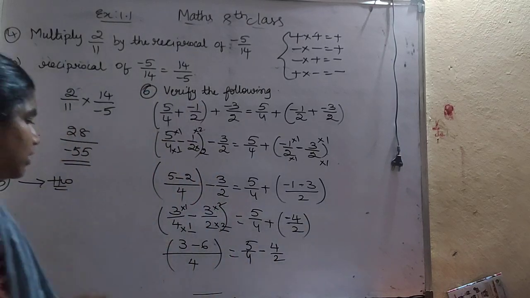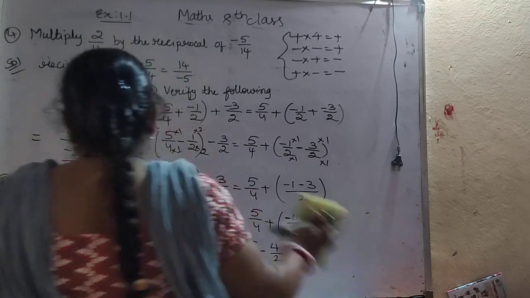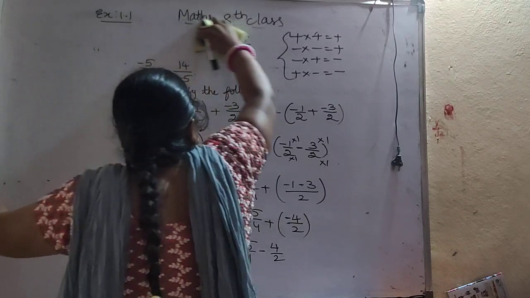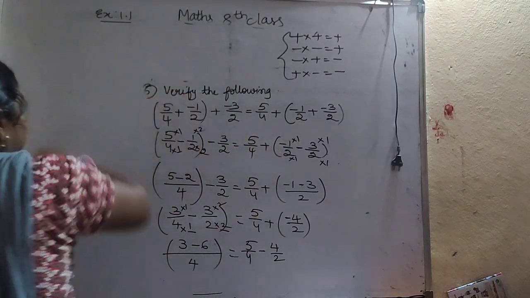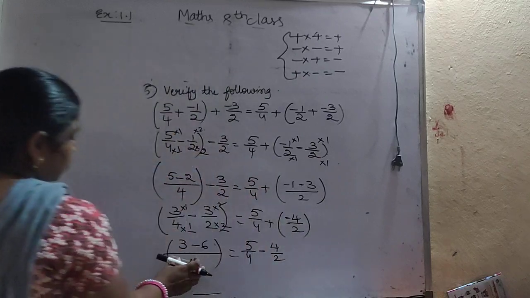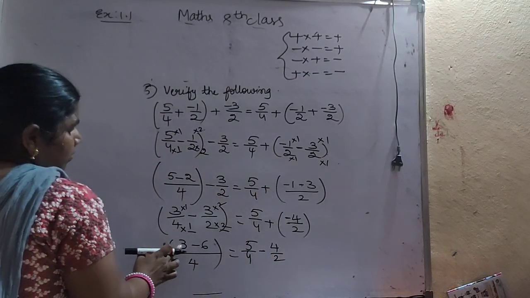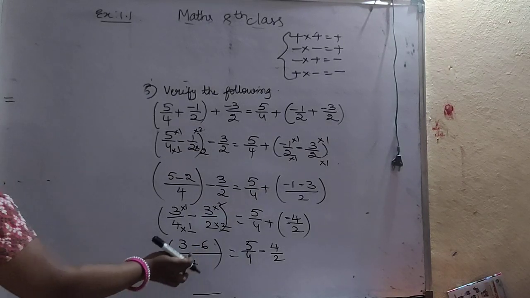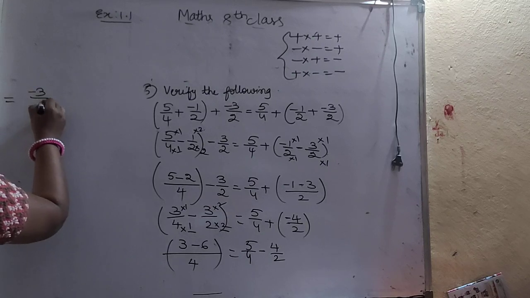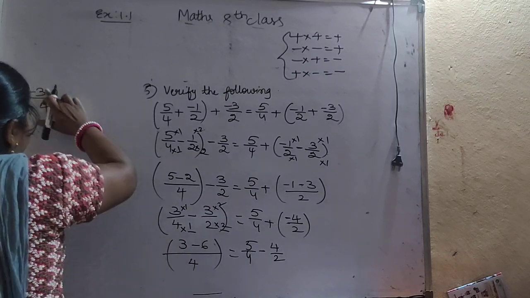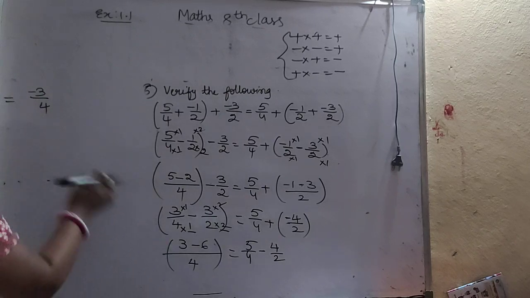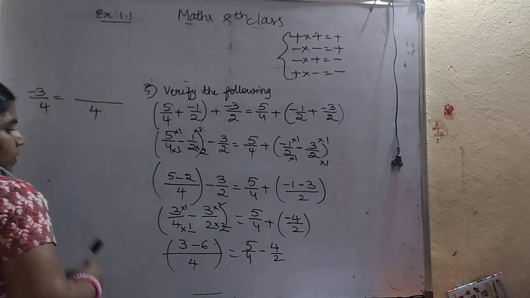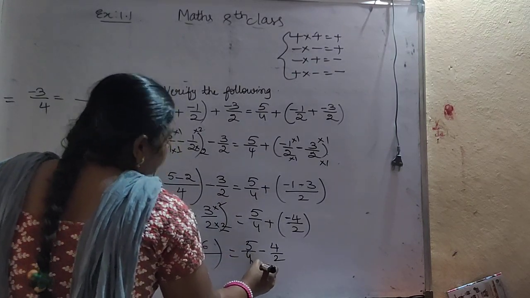Okay, if you solve this, that will be minus 3 minus 6. From a smaller number you are subtracting the bigger number, so the result will be negative. That is minus 3 by 4. 6 minus 3 is 3. Bigger number sign is minus. By 4 I wrote as it is. Now if you take the LCM of 4 and 2, the LCM will be 4 here. So how many times will you multiply here to get 4 again?